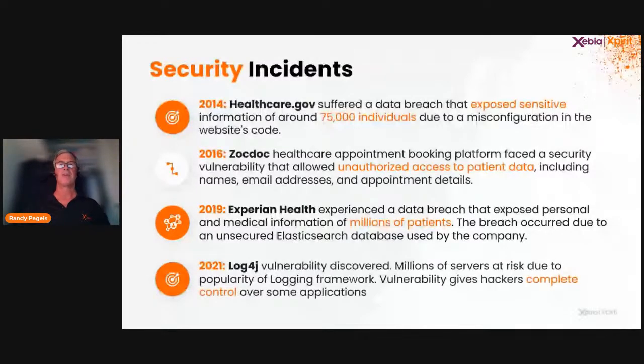Notable application security incidents include the 2014 Healthcare.gov breach due to misconfigured code. In 2016, ZocDoc vulnerability exposing patient data. 2019, Experian Health, there was a breach of an unsecured database. And of course, the 2021 Log4j vulnerability risking widespread server compromise. These incidents underscore the importance of robust security measures in healthcare application development to protect patient data.